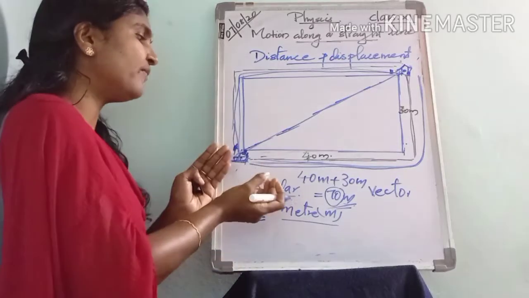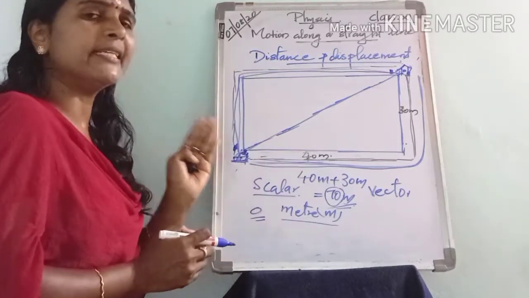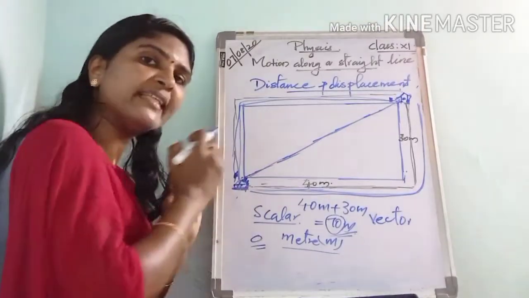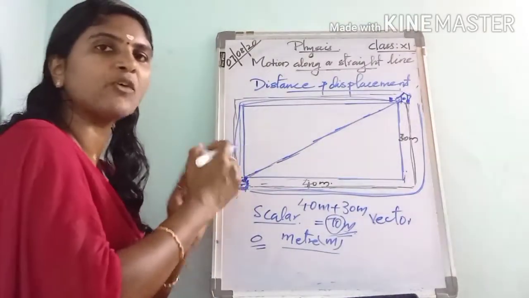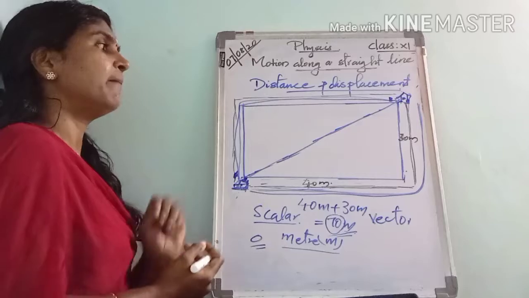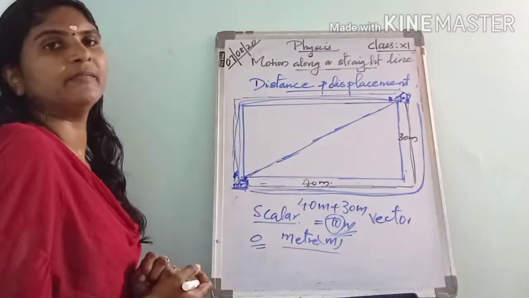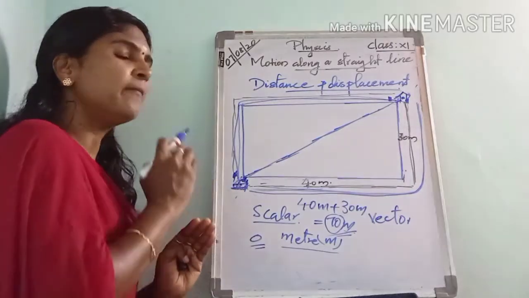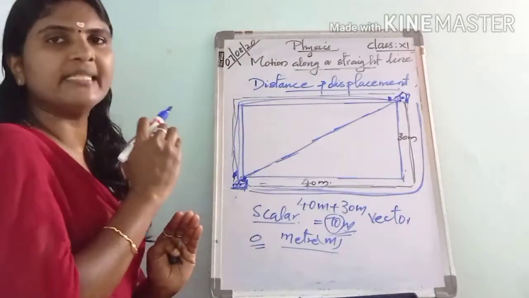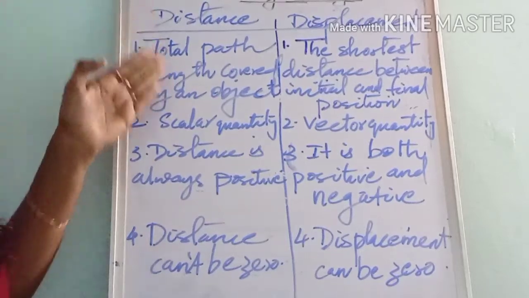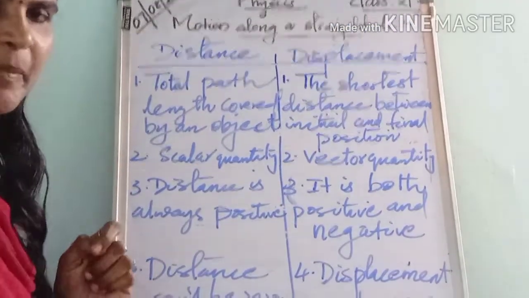Also, we can consider that distance is always positive because we do not specify the direction, but displacement can be positive or negative. Next we can summarize the difference between distance and displacement.